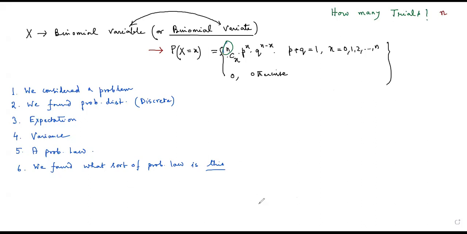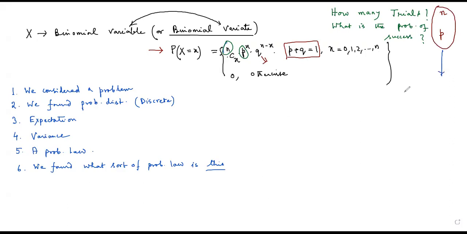And there is another important quantity, small p. What is the probability of success? First of all, we have to define the success. And once it is defined, we will try to find out its probability. Whereas q is not important, because once you find p, then automatically q is known by the given formula. So these quantities, n and p, are actually called parameters of binomial distribution.